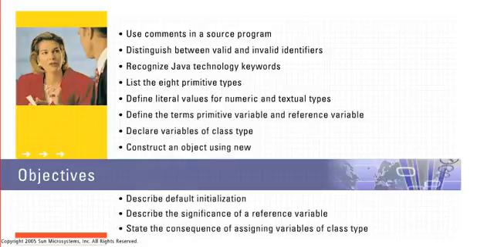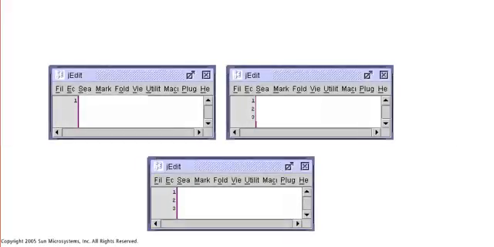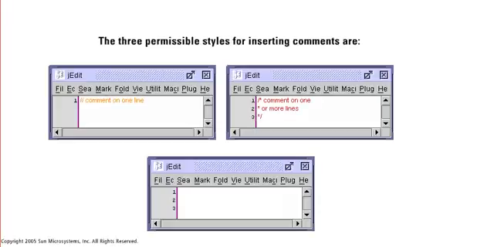In this module, we're going to discuss a wide range of topics. For example, we'll learn how to put comments in our source program. We'll also learn what the rules are for creating a valid identifier, as well as what the 8 Java primitive data types are. We'll learn the difference between a primitive variable and a reference variable, and how reference variables work with objects. We'll also learn how to create objects using the new operator, and we'll learn things such as passing arguments by value.